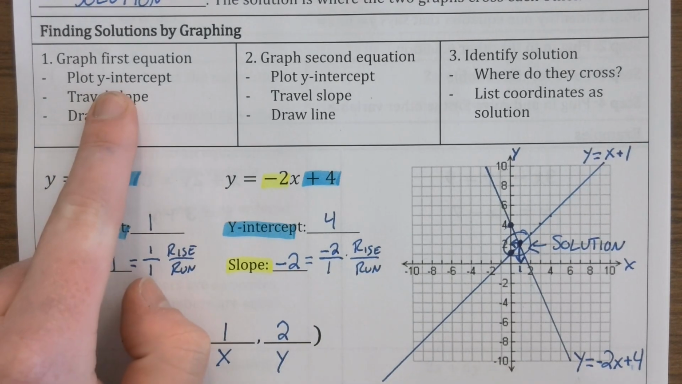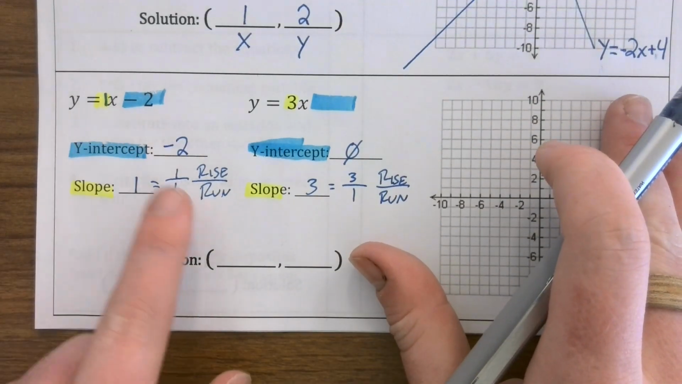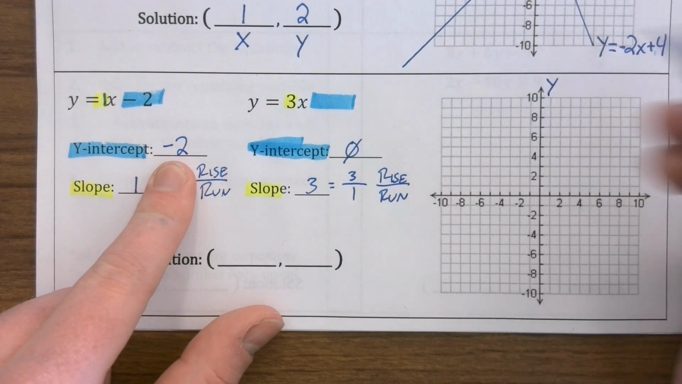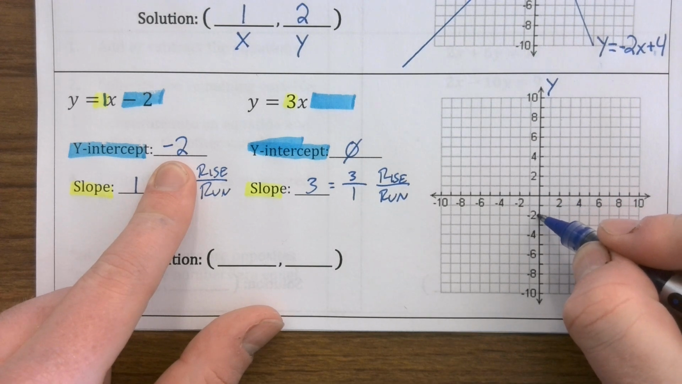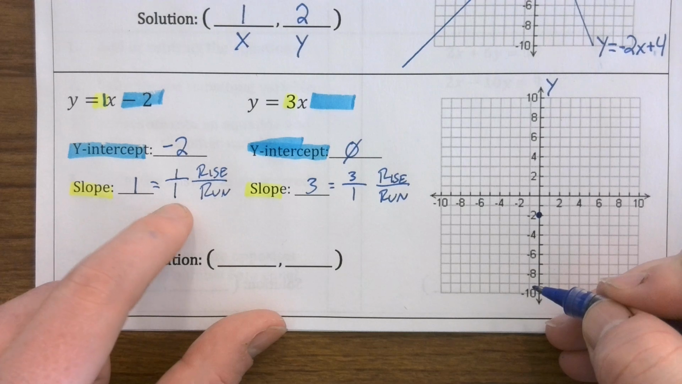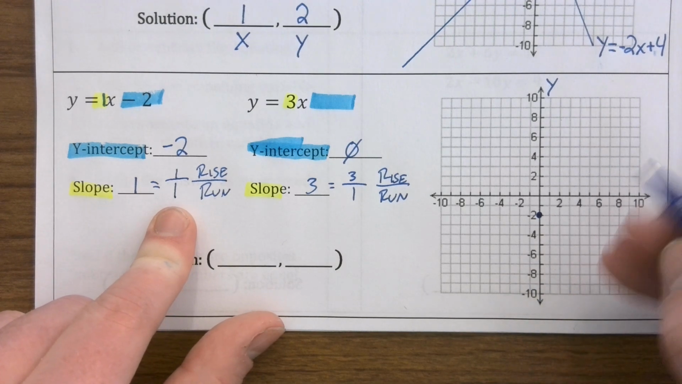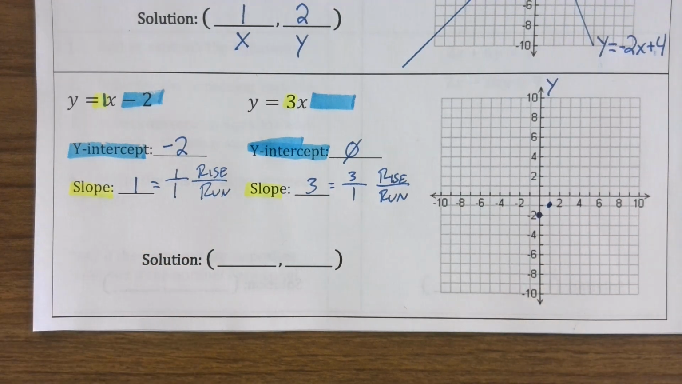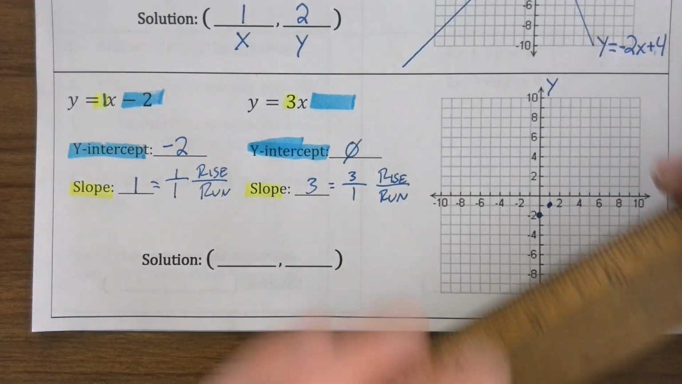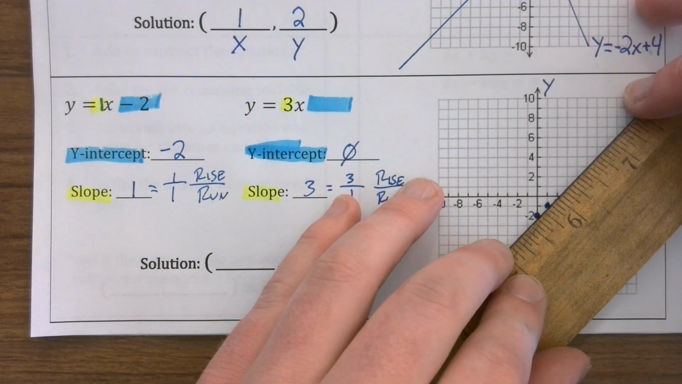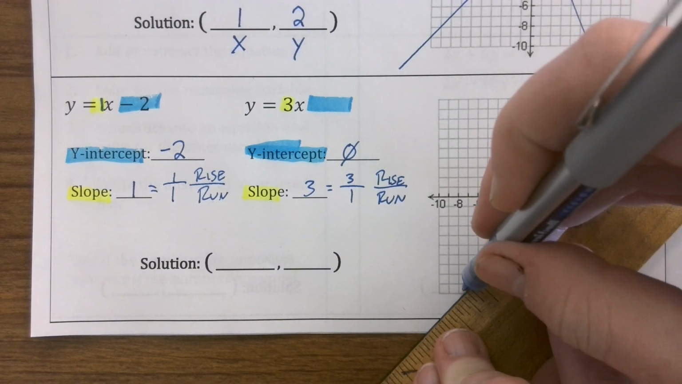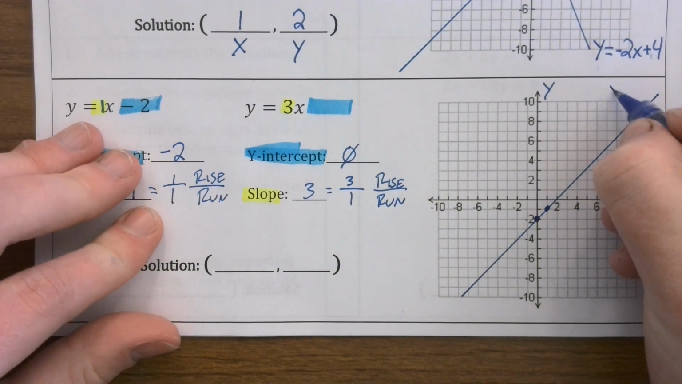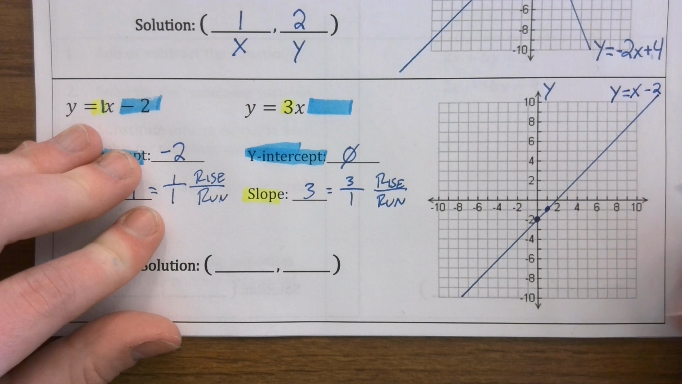The first thing we need to do is plot our y-intercept for the first equation. So here's our y-intercept, -2. Remember, your y-axis is the vertical one, the one that goes up and down. So I'm going to go over to 0, and I'm going to go down to -2, and there's our y-intercept. Then we do our slope. Our slope is 1, which means I'm going to go over 1, up 1. There's my second point. And now I'm going to connect my 2 points. Here's my first line. I'm going to go ahead and label it y equals x minus 2.